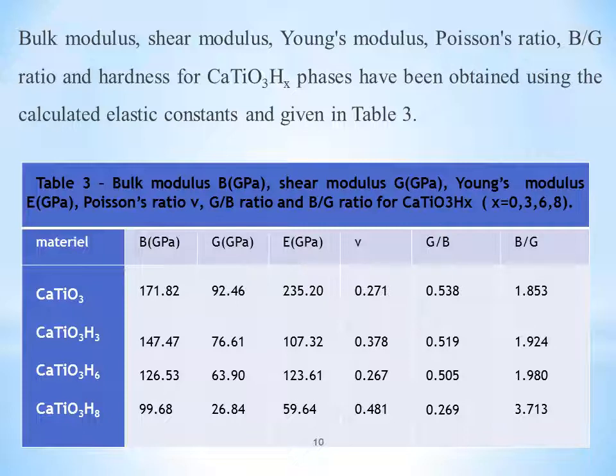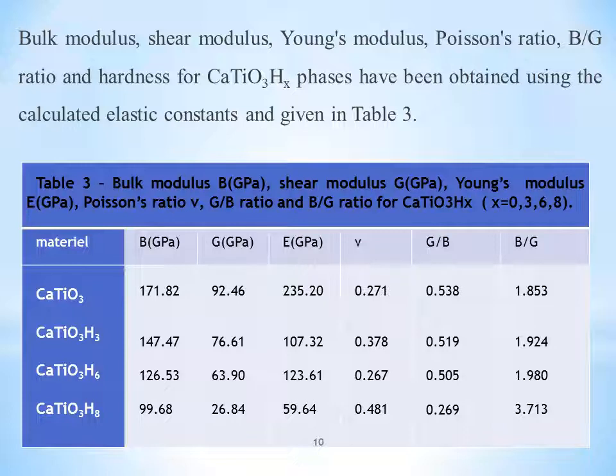Further investigation is carried out by examining the ratio of bulk modulus to shear modulus, B by G. This ratio is an indication of the material's ductility or brittleness. Accordingly, if B by G is higher than 1.75, the material is ductile, otherwise it is brittle. Based on this criterion and the obtained values given in table 3, it is seen that CaTiO3H6 is ductile.